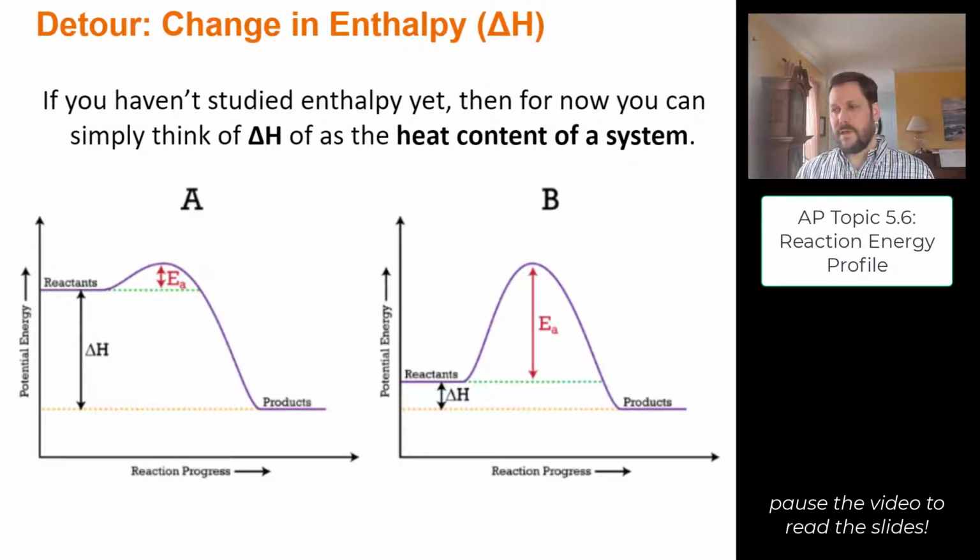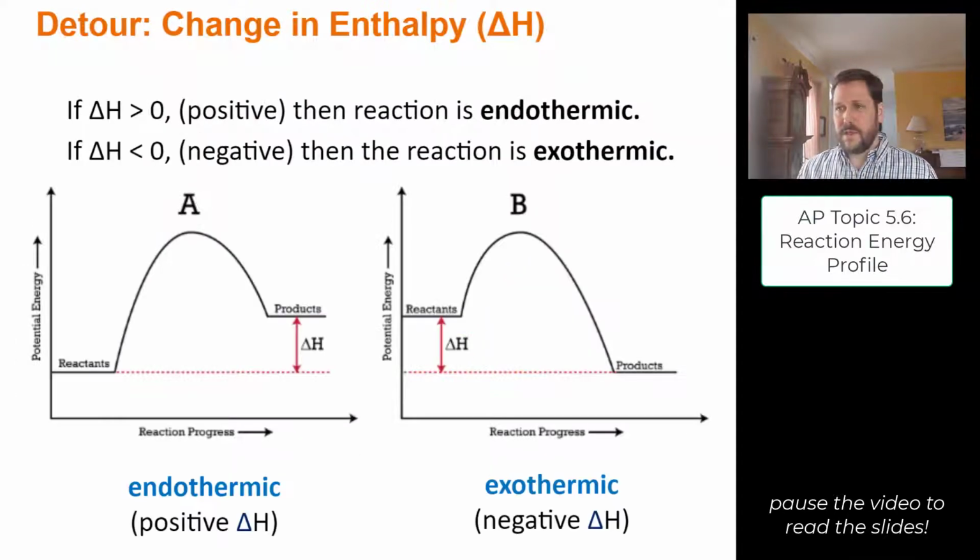Here you'll see that in both cases the energy of the products is lower than the energy of the reactants. That means we're talking about an exothermic reaction. In the one on the left, we have a very small activation energy, and on the right a very high one, but they're both exothermic reactions. Let's talk a little bit about how we can determine that.